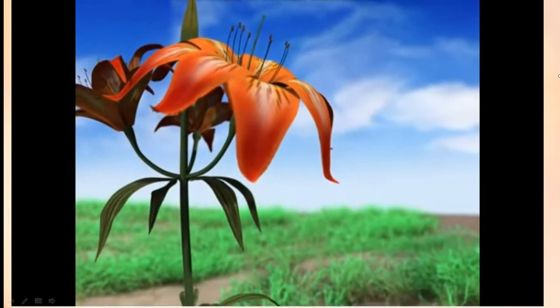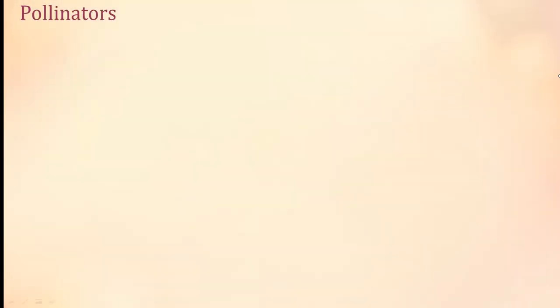Okay, so maybe that helped to explain it a little better to you so you can understand what's going on there. Now we're looking at pollinators. How does the pollen get to the ovary? Okay, well we see how it digs through, but how does it get to the style at the top there?